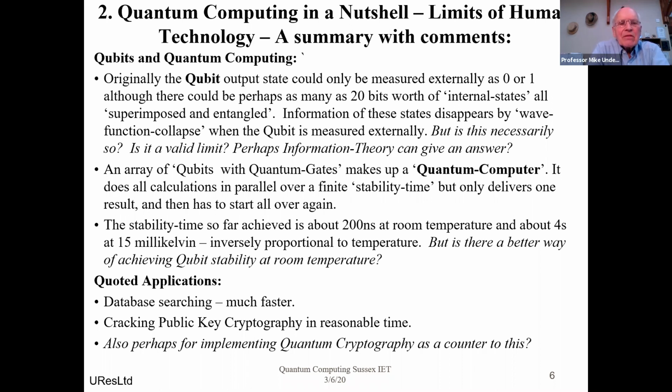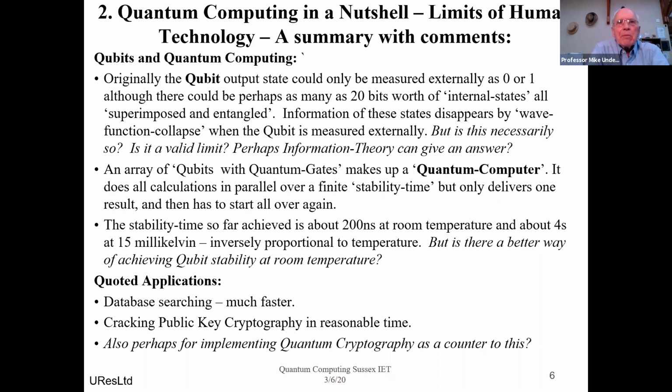Right, an array of qubits with quantum gates can indeed make up a computer. It does all calculations in parallel. Now, the important thing is that it does them in parallel, but the present models that we have at the moment do it over a finite, in other words limited, stability time. And then it delivers one result and then has to start all over again. So in fact, it's done in cycles, and I'll mention that again later. So at the moment, there is a particular problem.